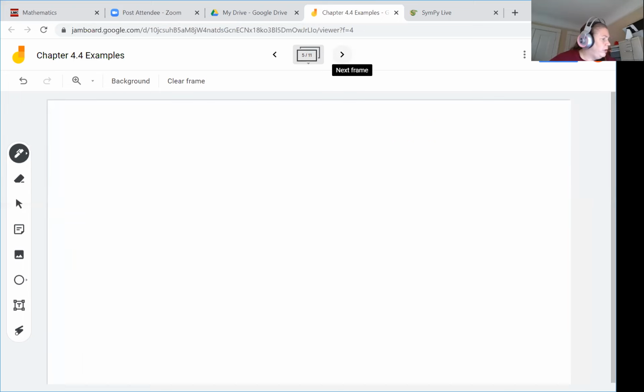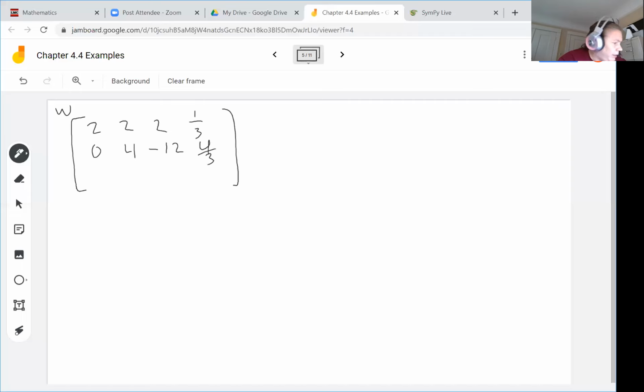So now for W, our matrix augmented with the solution is going to be, so we'll put a W up here, 2, 2, 2, and our solution for W is 1/3, 0, 4, -12, and our solution here is 4/3. And then the bottom row, we're going to have 7, 5, 13, and 1/2. So I'm going to head over to SymPy and do reduced row echelon form for this.